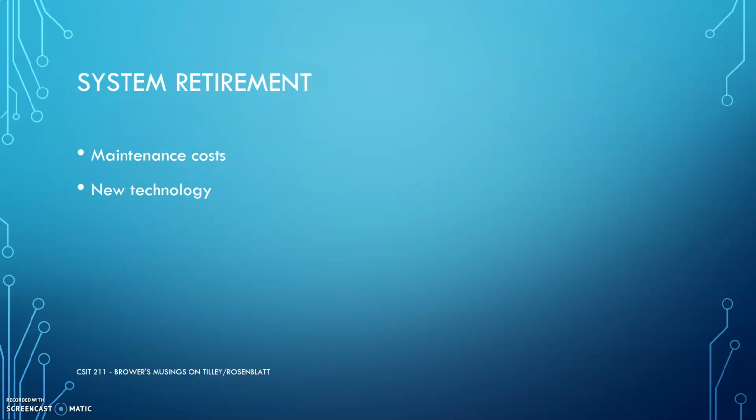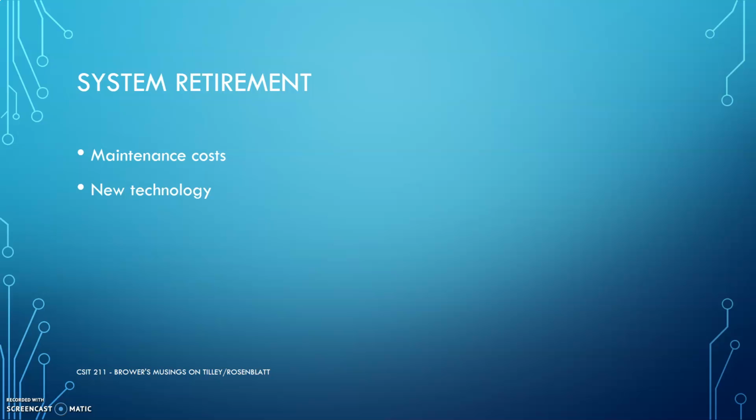At some point in time, a system may be retired. And part of it could be, as we're maintaining the system, we're realizing that maybe the number of bug fixes are increasing, or there've been other issues that have been occurring, or it could just be that the maintenance costs are too much and we want to basically start over again. That could be one reason to retire a system.